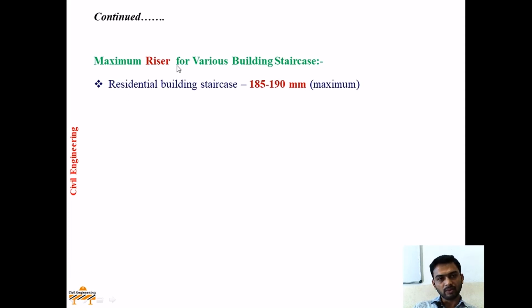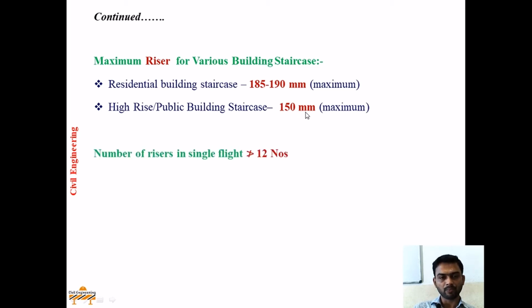Maximum riser requirements. For a residential building staircase, a maximum riser of 185 to 190 mm should be provided. That means in no case should riser height be more than 185 to 190 mm. Whereas for a high rise public building, 150 mm is the maximum criterion for the riser. That is, riser height should not be greater than 150 mm.